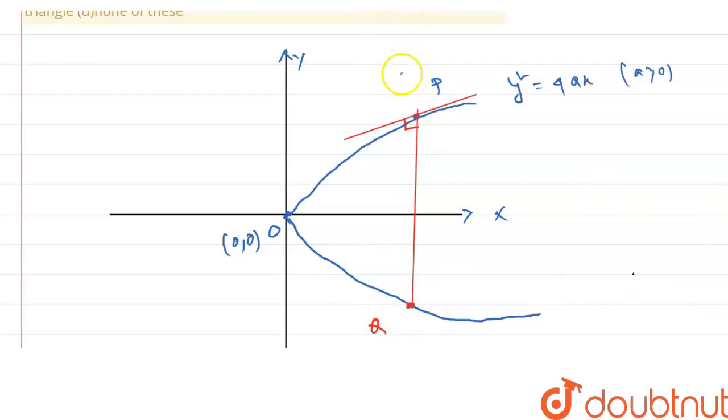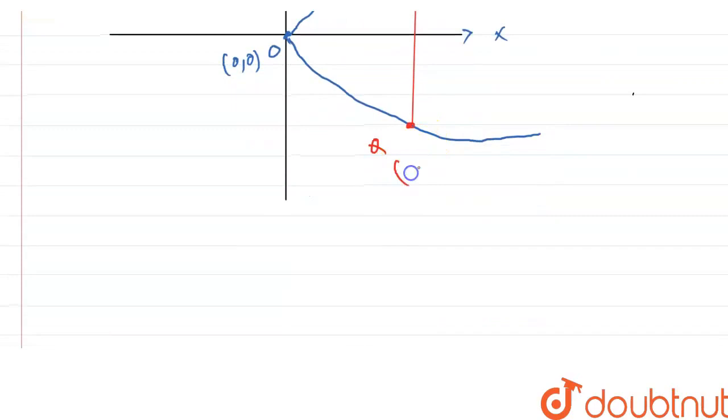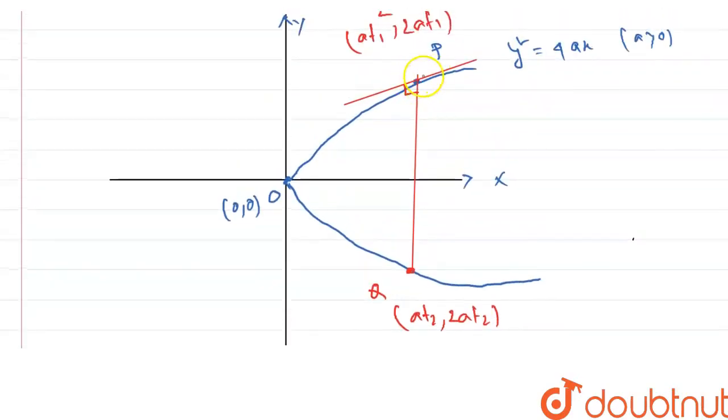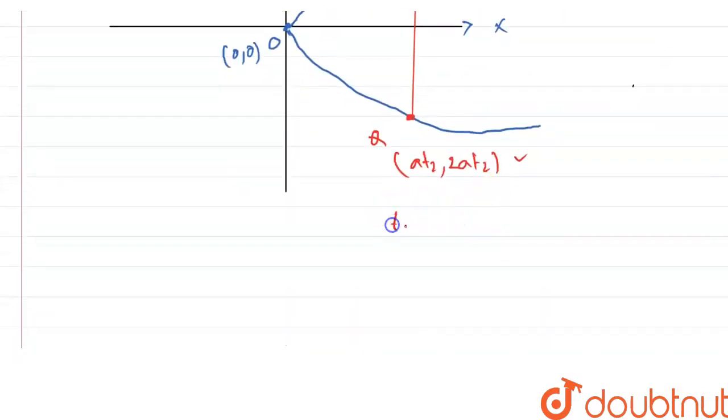So we assume the coordinates of P equal a t1 squared comma 2a t1, and the coordinates of Q equal a t2 squared comma 2a t2. Since the normal at the point P cuts the parabola again at the point Q, we have the relation t2 equals minus t1 minus 2 by t1. After simplifying, we have t1 squared plus t1 t2 plus 2 equals 0.